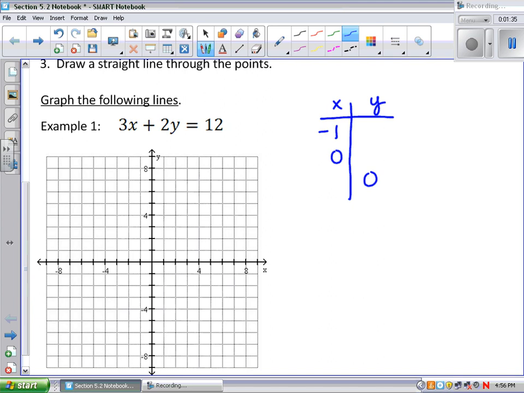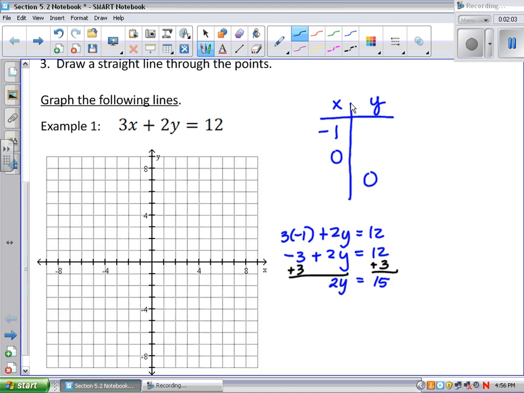So let's do the first line. If we let x be -1, we have 3 times -1 plus 2y equals 12, or -3 plus 2y equals 12. To solve the equation for y, I need to add 3 to both sides of my equation, which gives me 2y equals 15. And if I divide 2y by 2, it'll leave me with y equals 15 over 2.